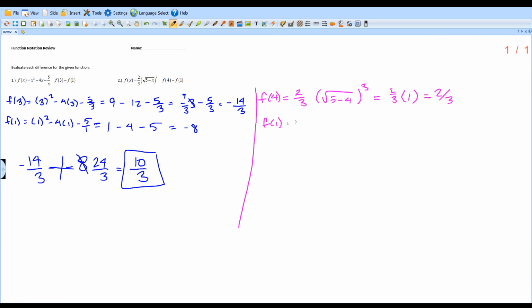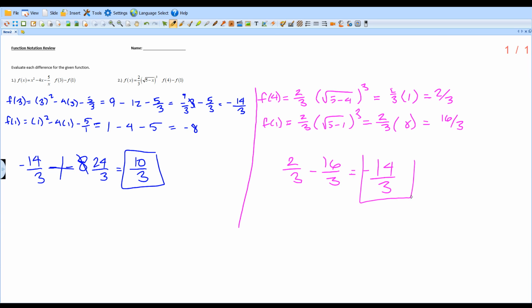And then for f of 1, we're substituting 1 in. So we'll have 2 thirds times the square root of 5 minus 1 cubed, which gives me 2 thirds times 5 minus 1 is 4. The square root of 4 is 2. 2 cubed is 8. And then 8 times 2 thirds gives me 16 thirds. So now we're taking f of 4, which is 2 thirds, minus f of 1, which is 16 thirds, to get a total of negative 14 thirds.